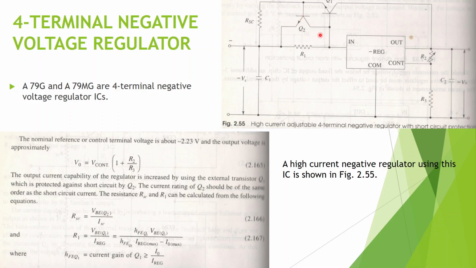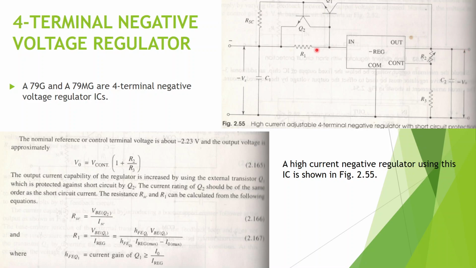Obviously the rating of this transistor should be such that it is able to handle the short circuit current. As the input voltage and input current increase, there is a voltage drop across R1, and R1, as you can see, is connected across the base-emitter of Q1, due to which this transistor Q1 will start conducting, and thus there will be an increase in the output current.